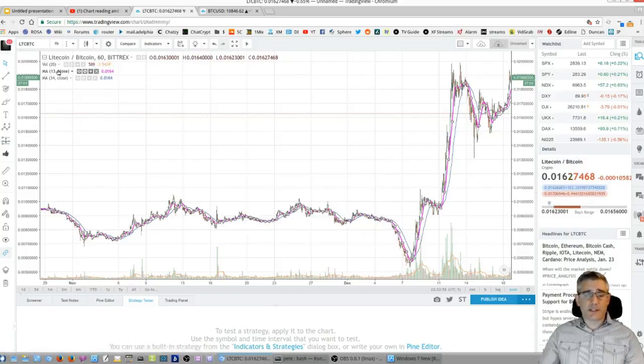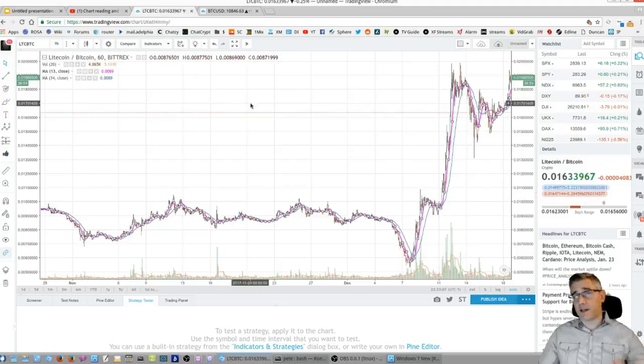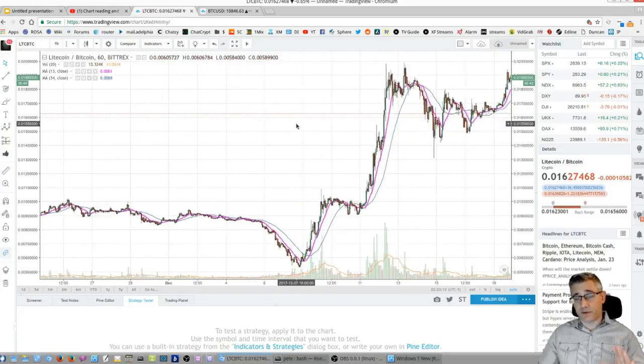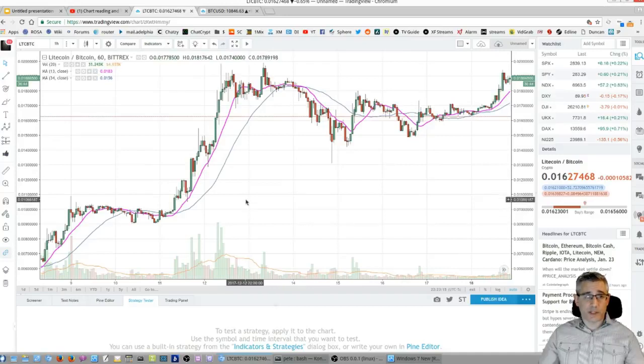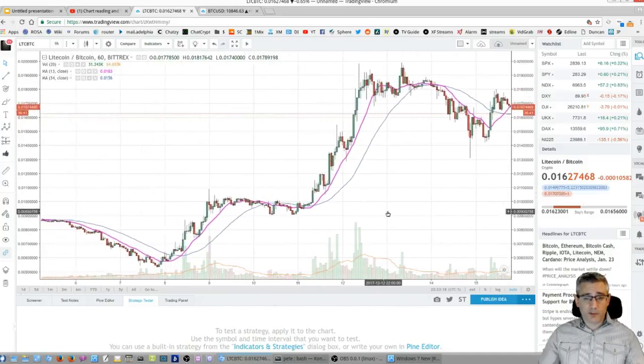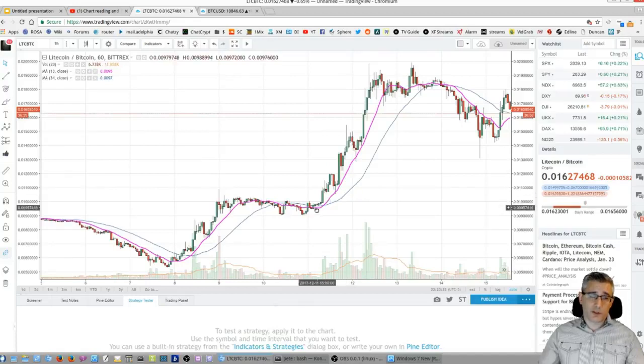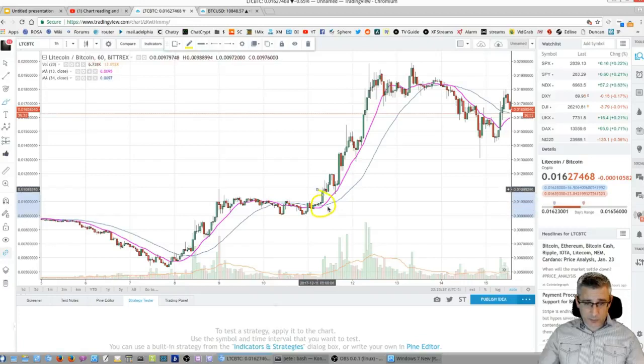So I set mine to 13 and 34 because I want to have a slow moving average and a faster moving average to give me an idea of where the price is headed short term and where it's headed long term. And how we use them to our advantage is, if I zoom out, let's say we're just using Litecoin because it's here, when you see these moving averages cross, that's where the magic happens. As you can see here, when the purple crossed the blue, it went very bullish, right? And then when it crossed the other direction, it went bearish. You see that?